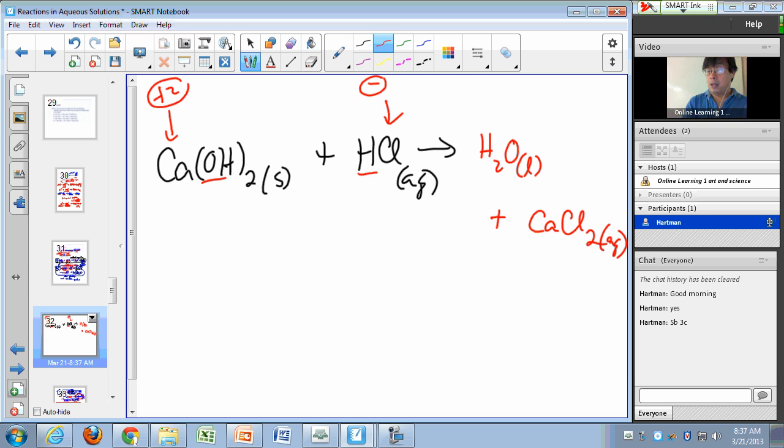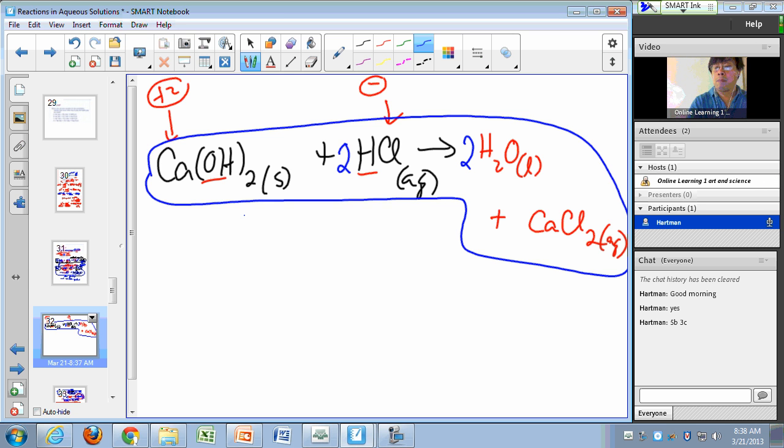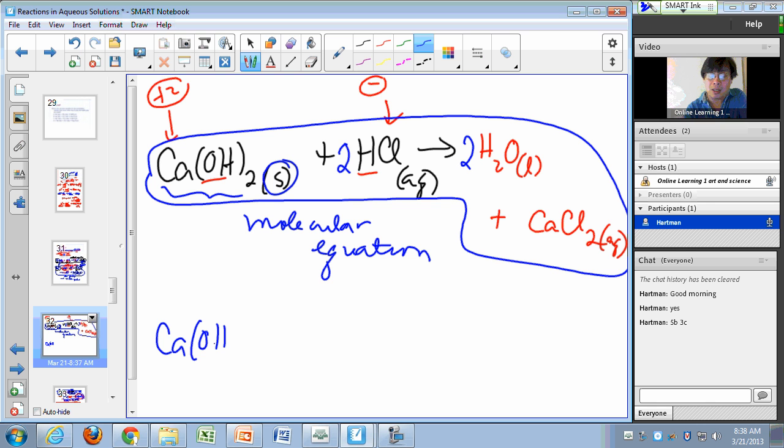And then to balance it, I'm going to need 2 HCl's. Okay? And I'm going to get 2 waters. So this is my molecular equation. What is my ionic equation? Well, first of all, calcium hydroxide, if it was in water, it would be broken up. But in this particular case, it's a solid, so you don't break it up. You have to write it as is. Calcium hydroxide solid. Okay?